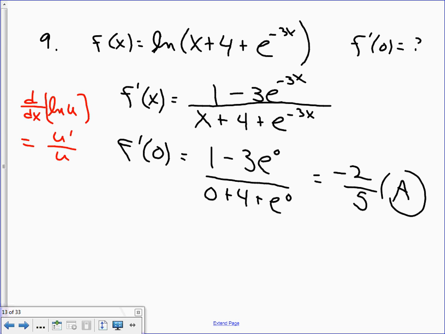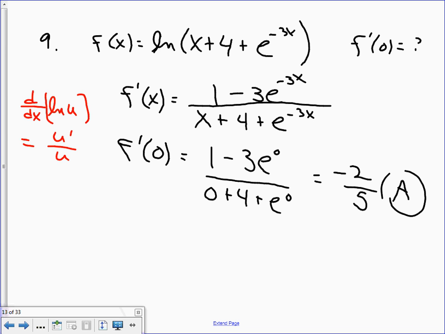Because you're taking the derivative of the u. So the derivative of x is 1. The derivative of 4 would be plus 0. And the derivative of e to the negative x is e to the negative x times negative 3. Okay? Yep, it's got to be u prime over u for the derivative of the ln of u. Let me take a few more questions, guys.